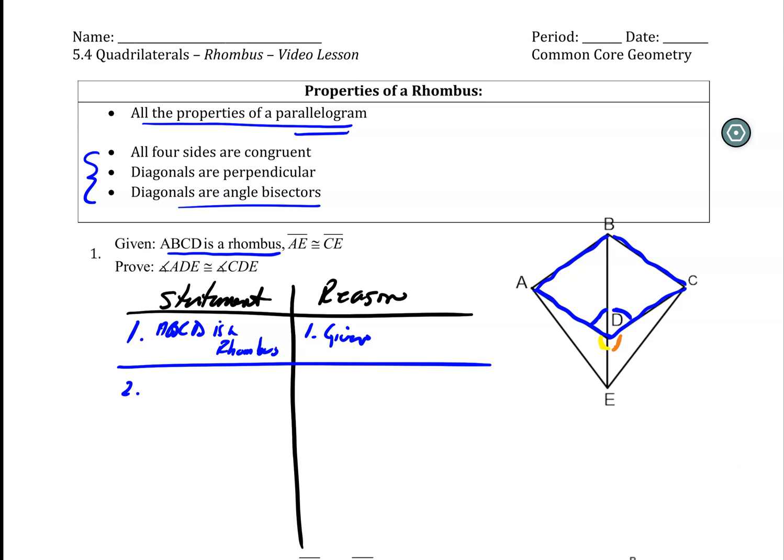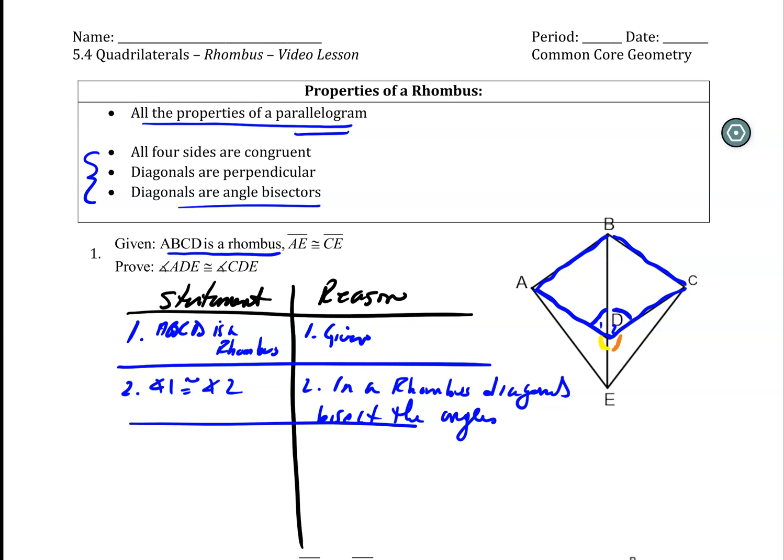But I'm going to call this angle 1 and angle 2. So we can say angle 1 is congruent to angle 2. And my reason is, in a rhombus, diagonals bisect the angles. So DB is a diagonal, and it bisects that angle ADC, splitting it into 2 equal pieces. So these are equal here.